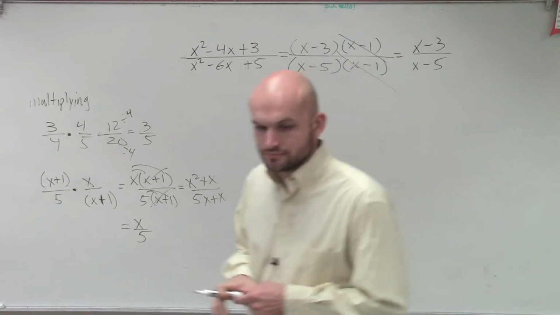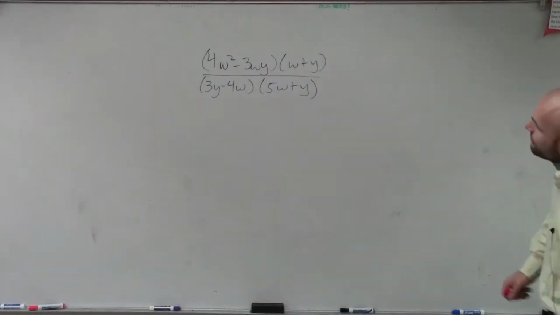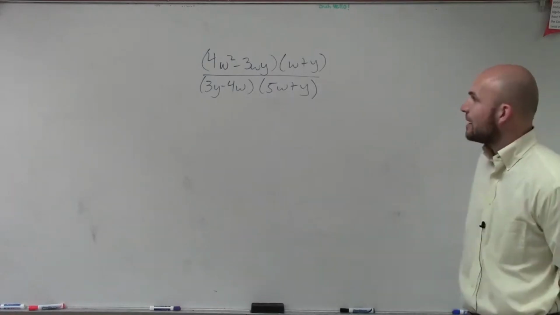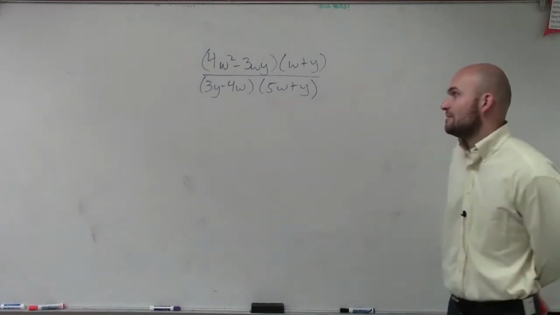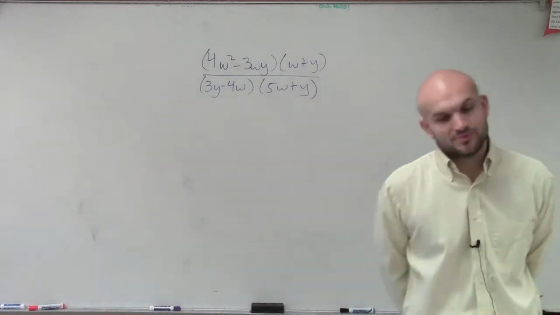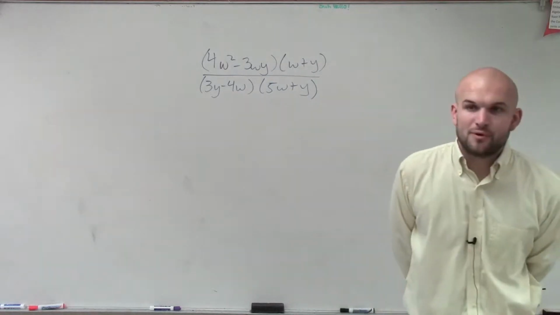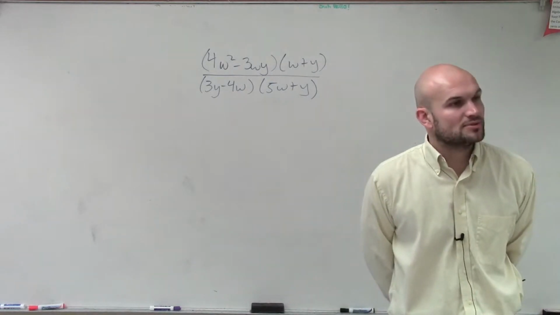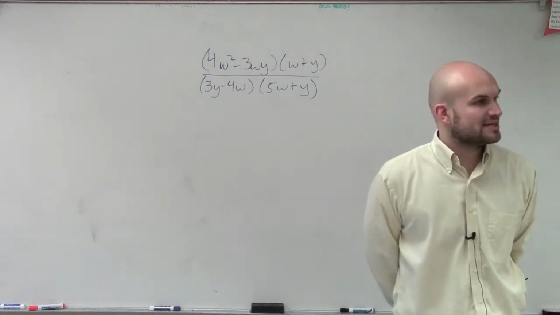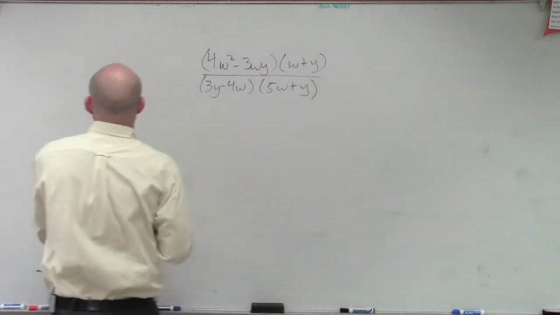Okay? Take the x out. So what I have up here, ladies and gentlemen, is 4w squared minus 3wy times w plus y, divided by 3y minus 4w times 5w plus y. Oh, it's a lot, right? The main important thing, what I like to do when I have multiple terms is write them out separately and see what I can factor and what I can't factor. All right? So let's rewrite this.